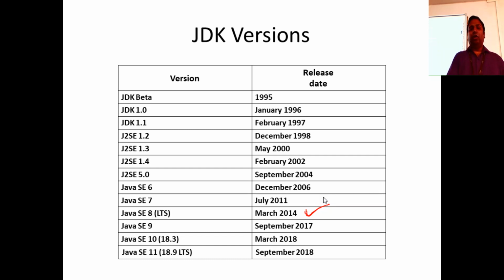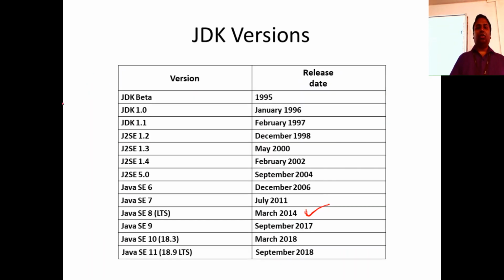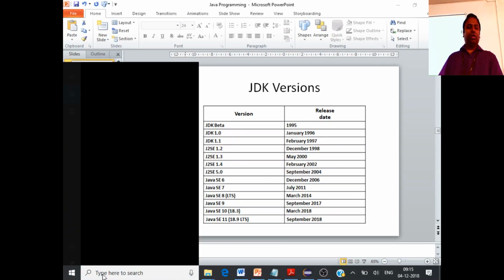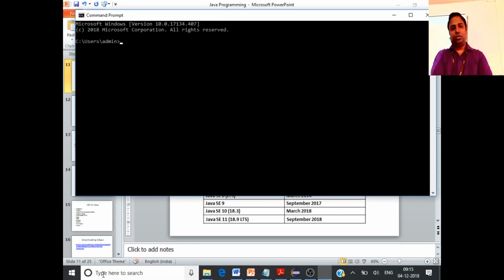So where can you go and download? Uninstalling previous versions. If you are using Java, you have to check the version of your installation. How can you check the version of your Java? You just go to the command prompt. I think you have to type java and then hyphen version.